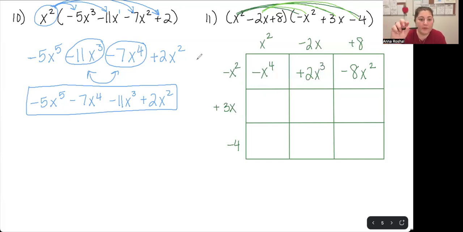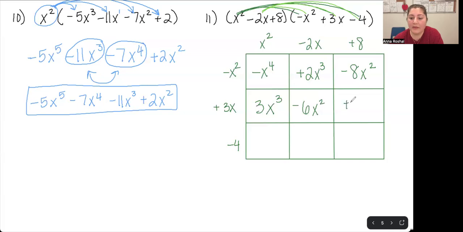I know I don't have a lot of room on top, but even if you do have a lot of room on your piece of paper, it is kind of not the best method. So then I'm going to go in 3x times this 2x squared times this x squared. So I would get 3x. Whoops, I did not want this color. Okay, this would be 3x to the third, negative 6x squared, and then plus 24x.